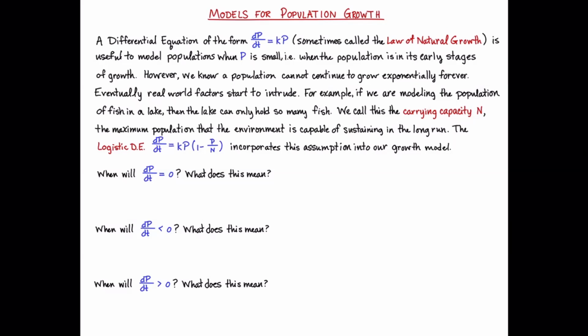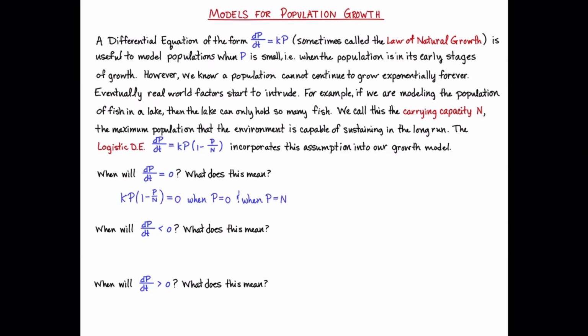Okay, so when will dP/dt equal 0? So we set our equation equal to 0. kP times (1 minus P over N), and P is our variable here. So this is going to equal 0 when P is 0, and when P is equal to N.